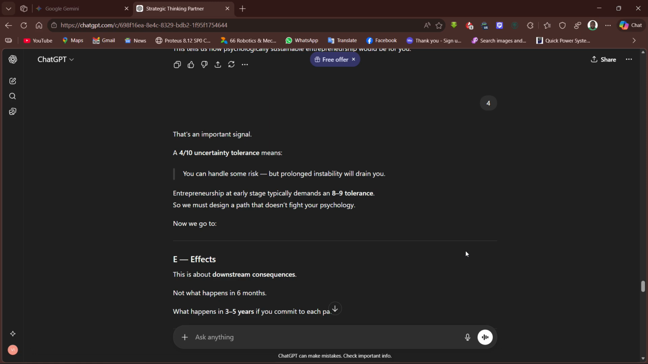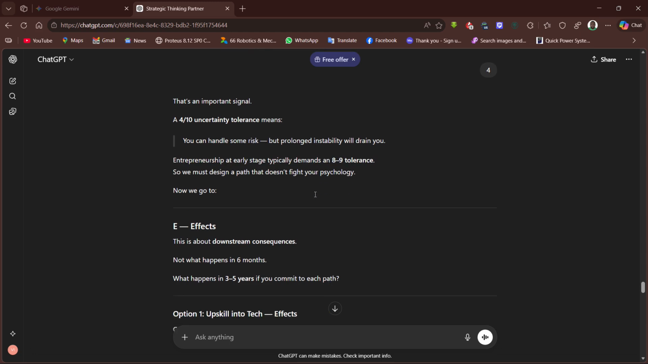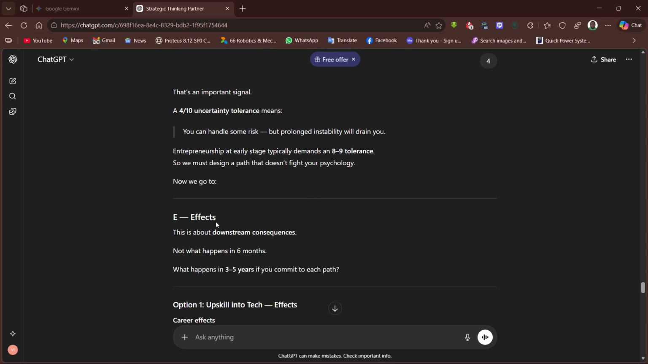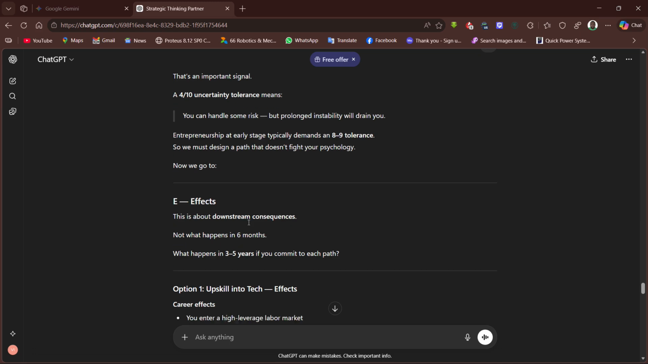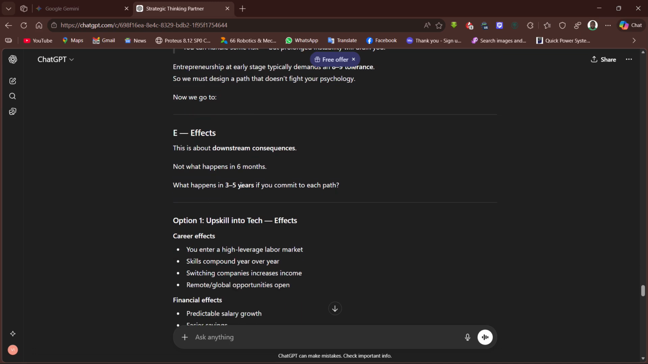Now, a 4 on 10 uncertainty tolerance means you can handle some risk, but prolonged instability will drain you. Entrepreneurship at early stage typically demands an 8 to 9 tolerance, so you must design a pathway that doesn't fight your psychology. Now we go to effects. This is about downstream consequences. What happens in 6 months? What happens in 3 to 5 years if you commit to each path?